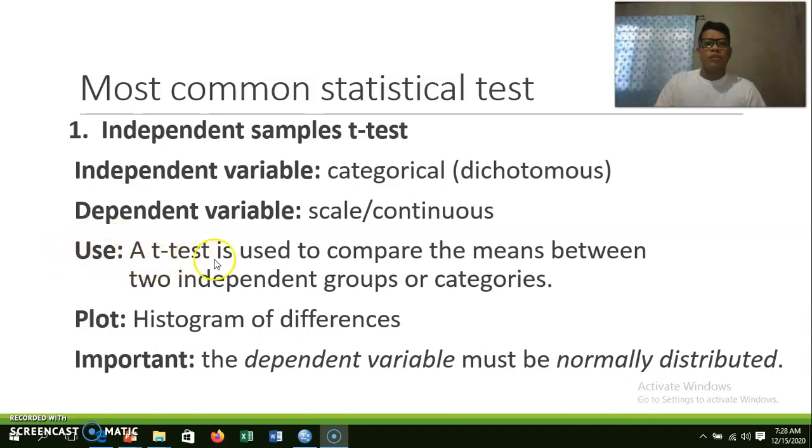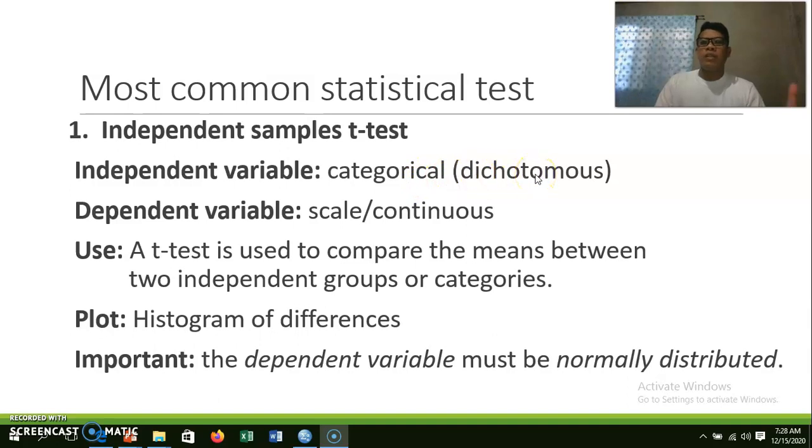So, we use this test to compare the means, the average, between two independent groups or categories. So you have to take note that when we use the independent samples t-test, the independent variable must be categorical data and it must be dichotomous.